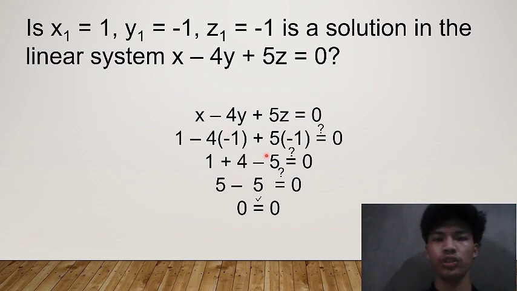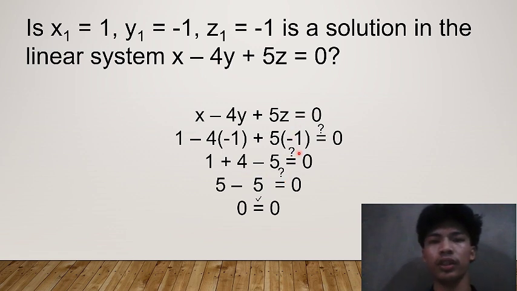So the second equation is x minus 4y plus 5z equals 0. Same as before, in order for us to verify if the given value is a solution to the given equation, we need to substitute the given value to this equation. So the value of x sub 1 is 1, y sub 1 is negative 1, and z sub 1 is negative 1. So copy the number 1, then negative 4 times negative 1 equals positive 4. Copy the number 4, and positive 5 times negative 1 is equal to negative 5 equals 0.